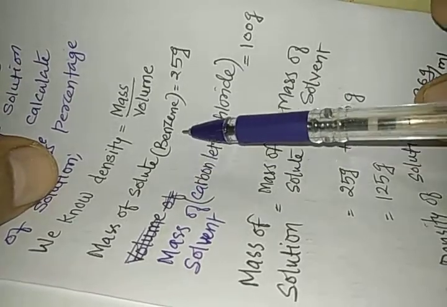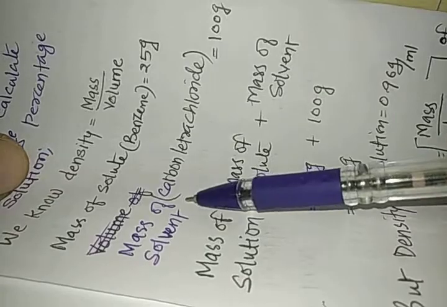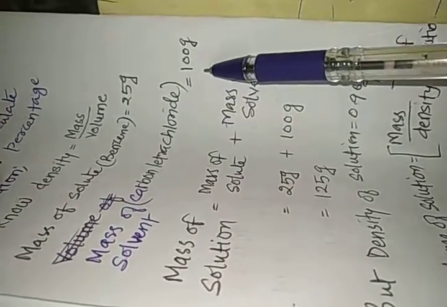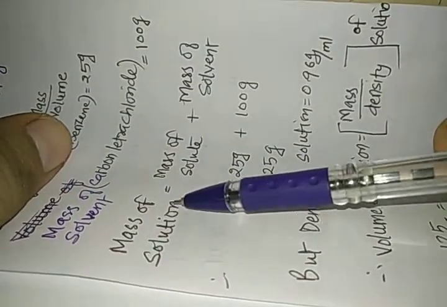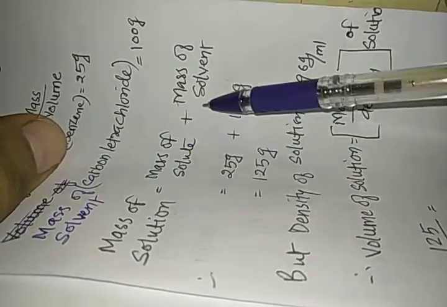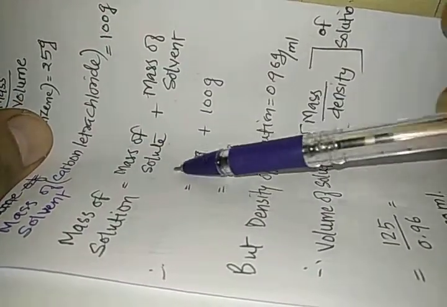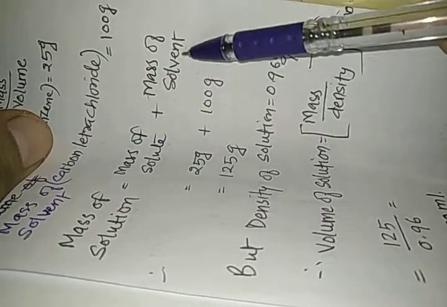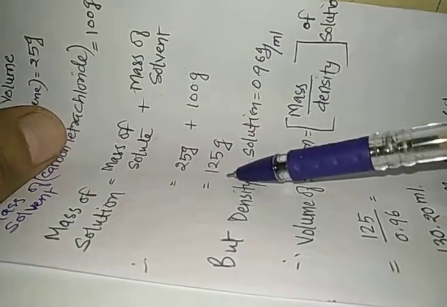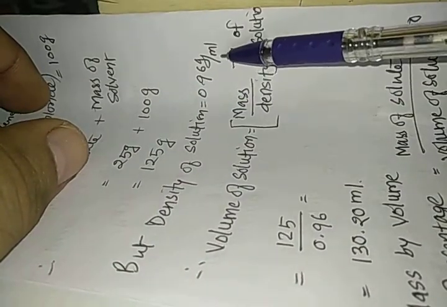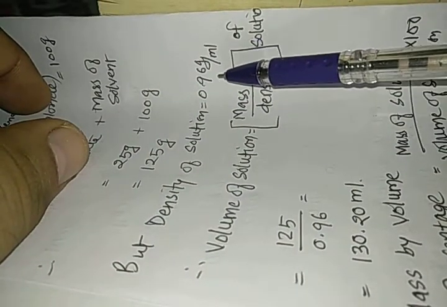Now here the mass of solute, that is the mass of benzene, is 25 gram, and the mass of solvent, that is the mass of carbon tetrachloride, is 100 gram. So now the mass of solution is equal to the mass of solute plus the mass of solvent. That is 25 gram plus 100 gram, so total 125 gram. But we are aware that the density of solution is 0.96 gram per ml. That means 1 ml of solution weighs 0.96 gram.